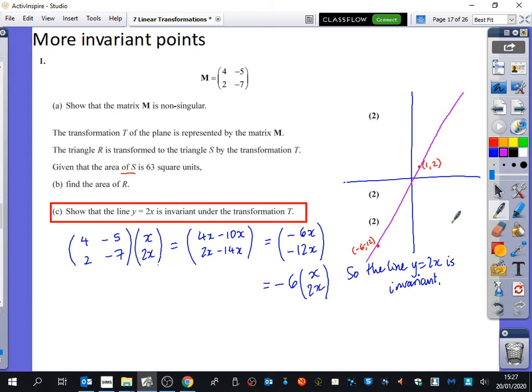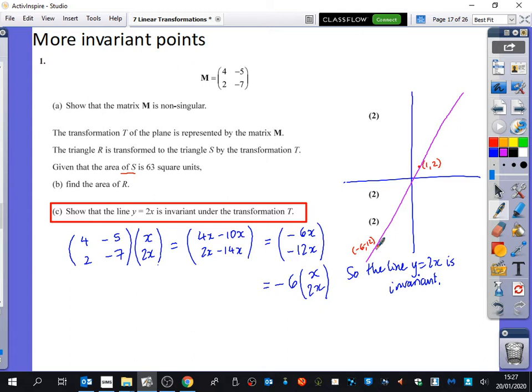I guess the way I think about this is that this point is going through a negative enlargement through the center, and the scale factor is minus 6. So all of these points here are coming out and they're like shooting off down the other side. And likewise, lots of these points here are going in that direction, but they are still all invariant.